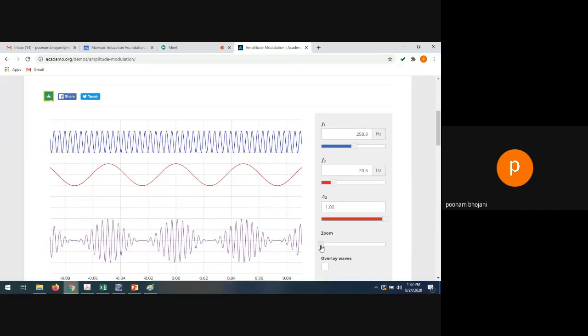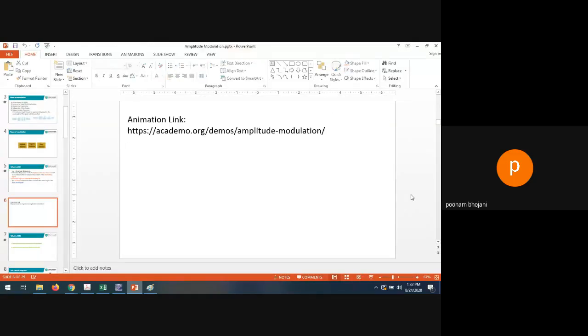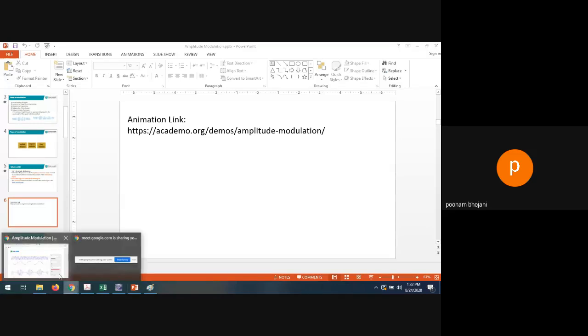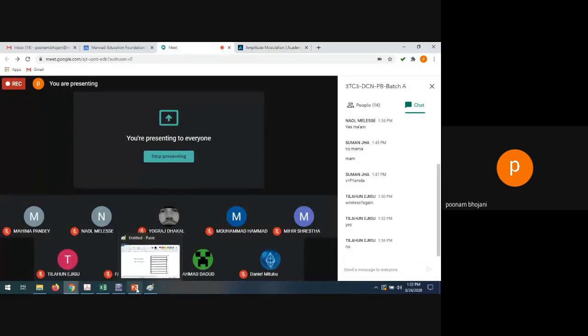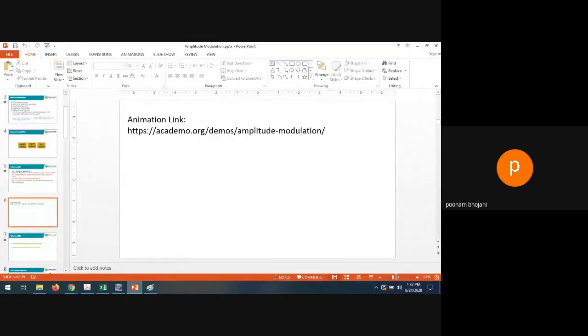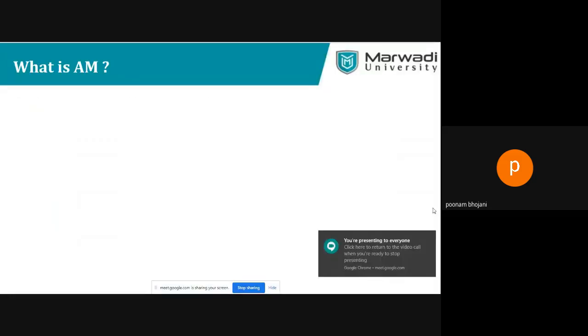Any doubts in this animation? I just wanted to show you how an amplitude modulated signal will look. Actually, we have seen it in the lecture also. Okay, fine, let us go ahead, and let me show you one video regarding amplitude modulation, frequency modulation, and phase modulation.